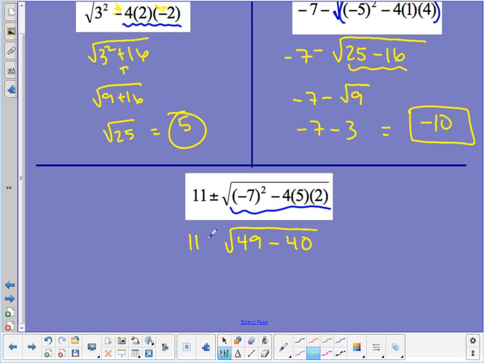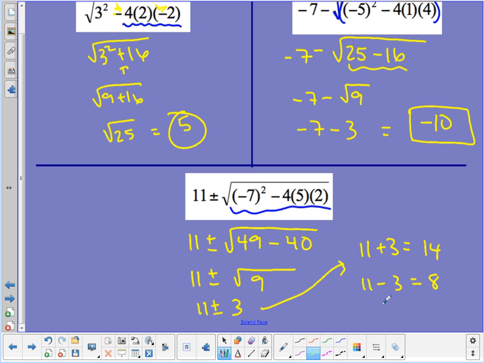I still have this 11 plus or minus out front. So that's 11 plus or minus the square root of 9, because 49 minus 40, and that's 11 plus or minus 3. So here's how we answer this. I have two answers here. I have one that's 11 plus 3, which is 14, and I have another one that's 11 minus 3, which is 8. I literally split this into two answers because I had the plus and the minus. So I have two answers here, 14 and 8.